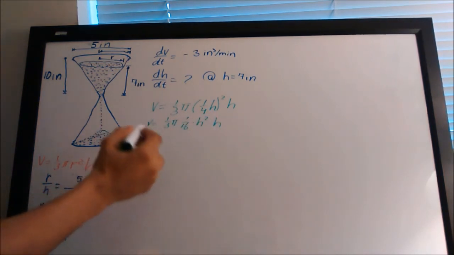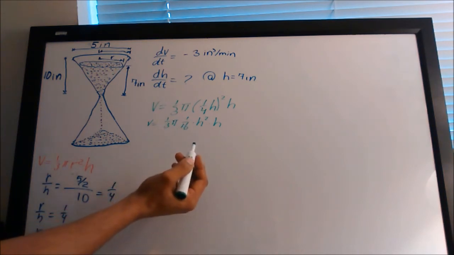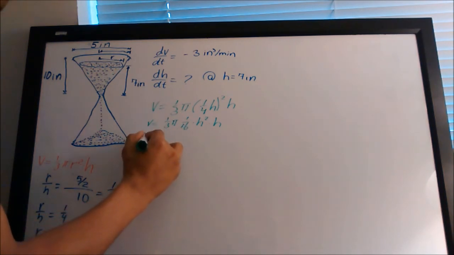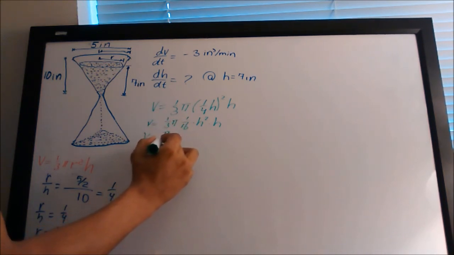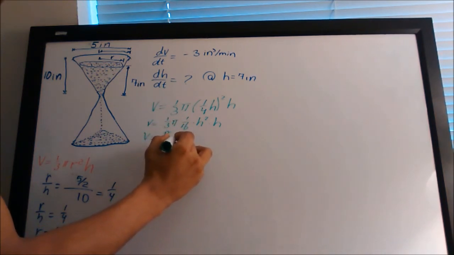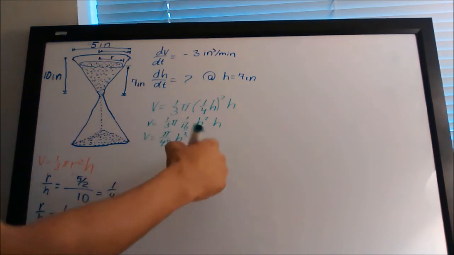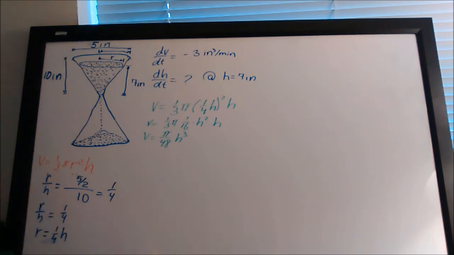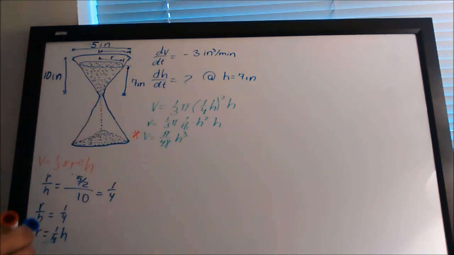Okay, if you simplify this, 3 times 16 is 48. So volume equals pi over 48 times h cubed. Why? Because h squared times h is equal to h cubed. Now, this equation here is the one that we're going to use to do implicit differentiation and find our rates of change.